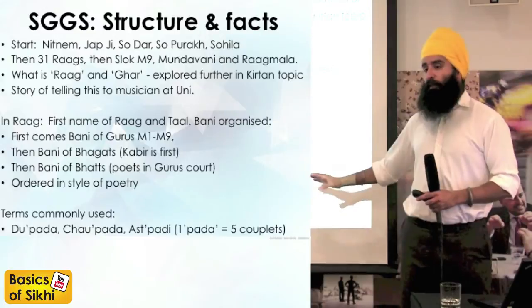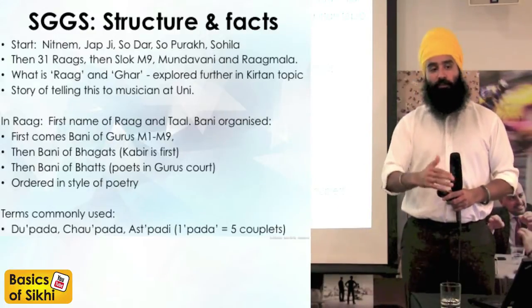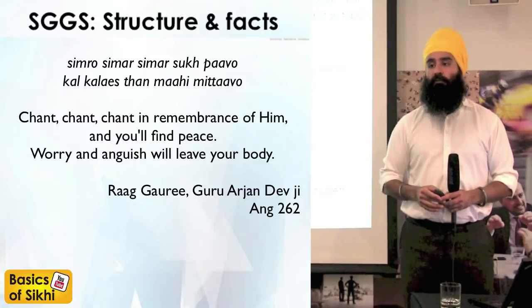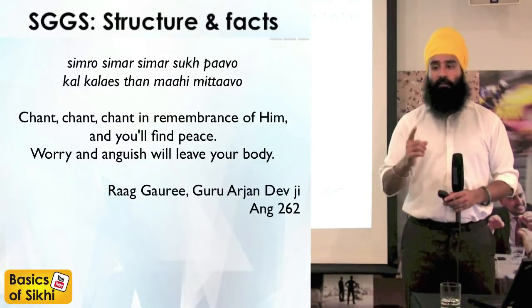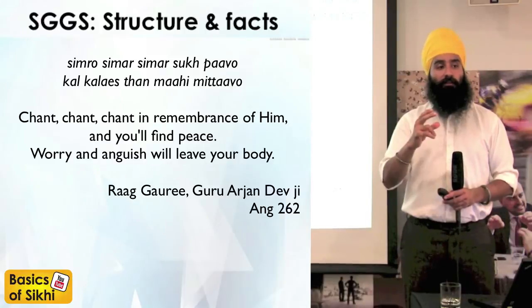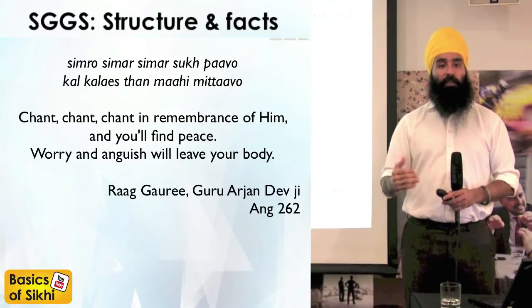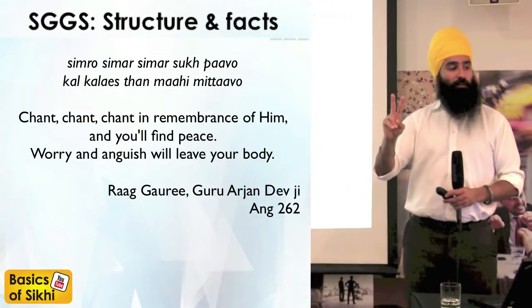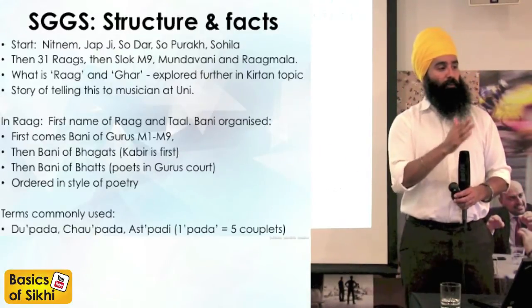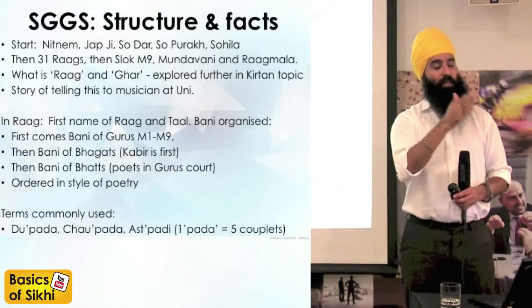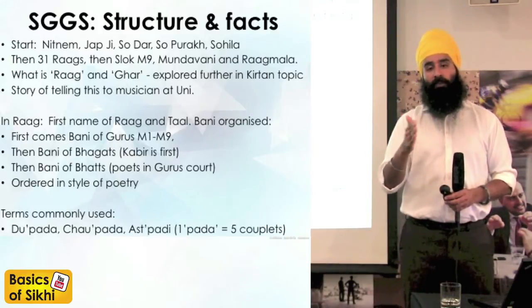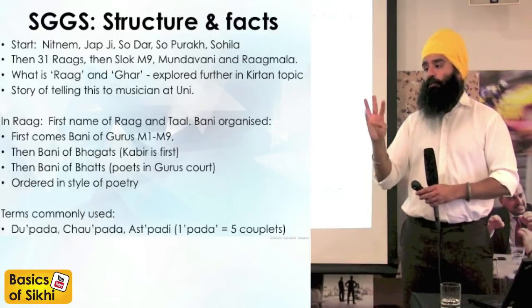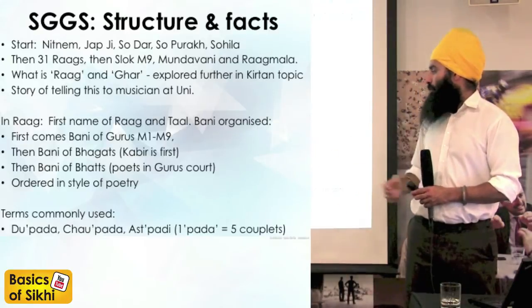Now Pada is 5 couplets. So if you look at Sukhmani Sahib, you see 2 lines like Simar Simar Simar Sukhapavo, Kal Kalesh Tan Mahe Mitavo. That's 1 couplet. Go through 5 of those and you end up with 1 Pada. So Do Pada is 2. You know how Sukhmani Sahib goes like Salok in between the Padas? So you've got 8 of those Padas to make up 1 Ashtpadi. But you've also got Do Padas, Chopade, which is 4, and then you've got Ashtpadiyo.